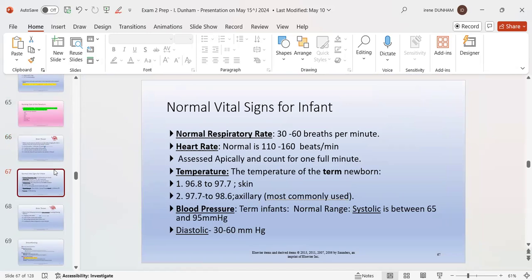This I put in here. HESI likes you to know the normal vital signs for infants. Okay. So just put in your brain, because you're going to have this in term newborn next chapter, I think. So you want to make sure that you know these.